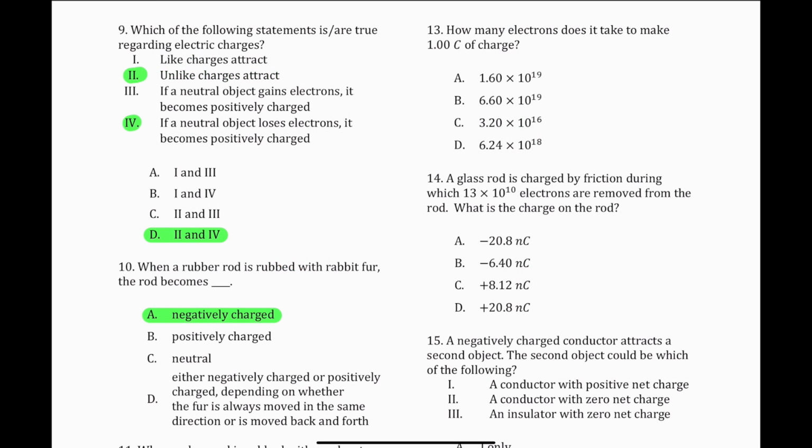13. How many electrons does it take to make 1 coulomb of a charge? To solve this, we know that the charge Q equals the number of elementary charges times E. So if we want to get the number, it's equal to Q over the elementary charge, which is E. That means it's 1 over 1.6 times 10 to the power of negative 19, and the answer will be 6.24 times 10 to the power of 18.